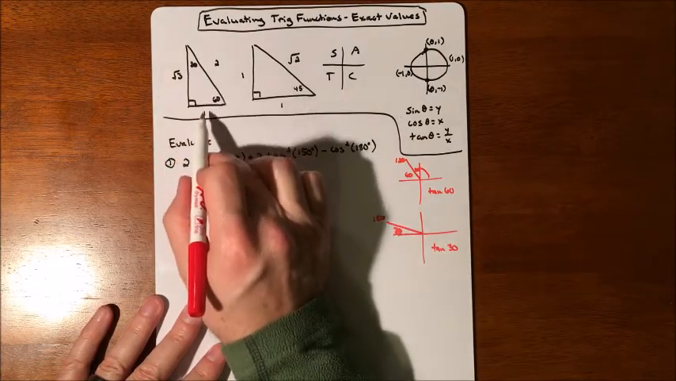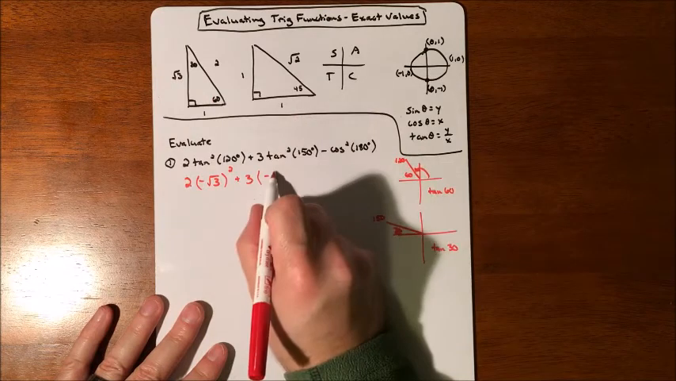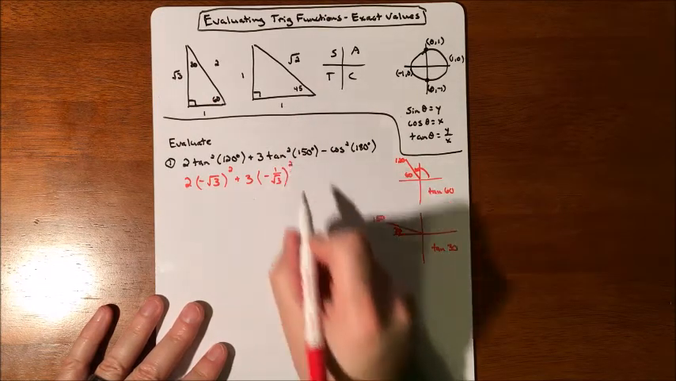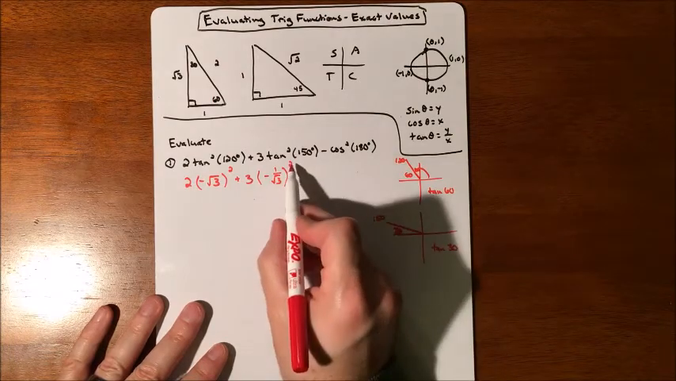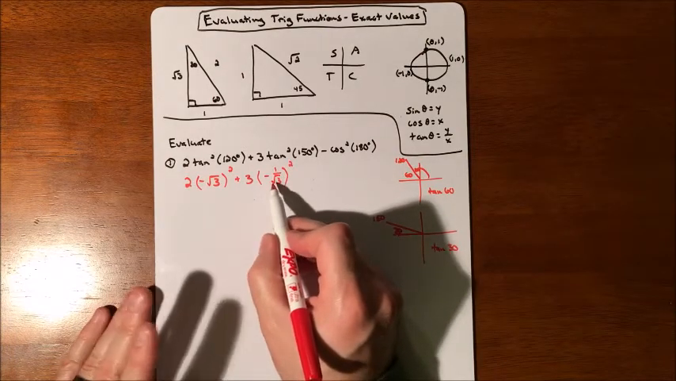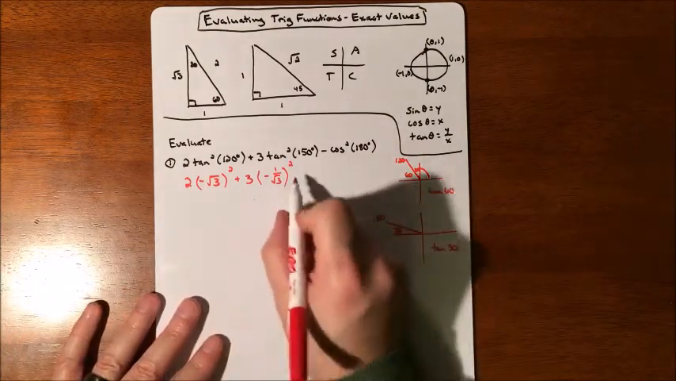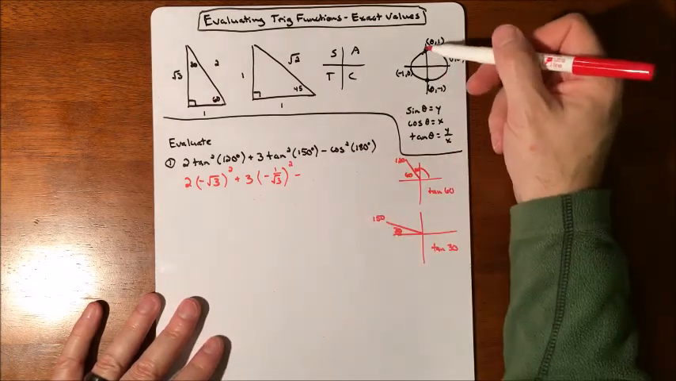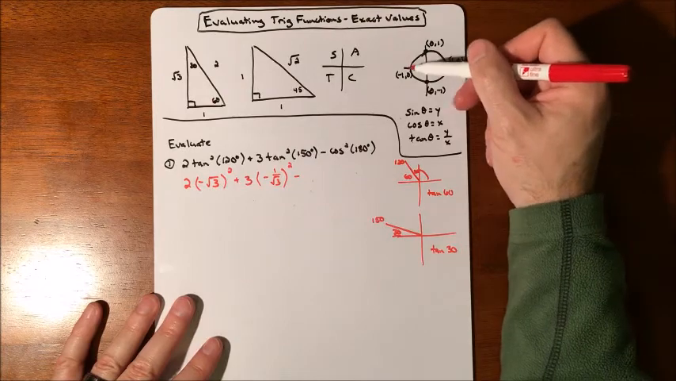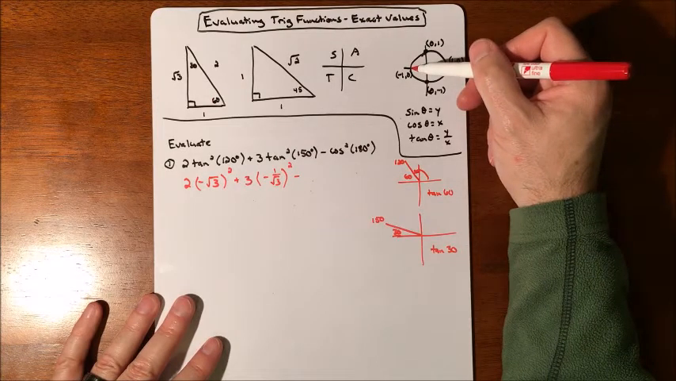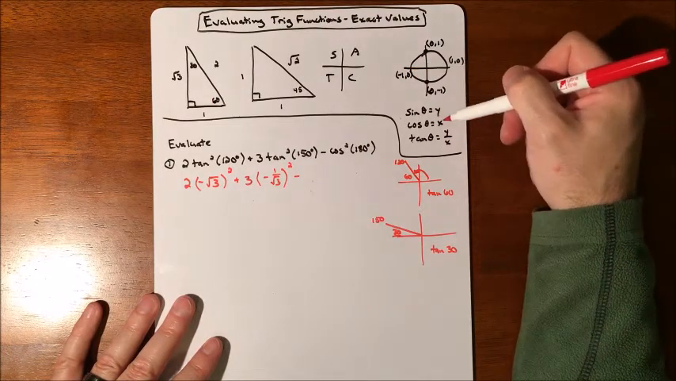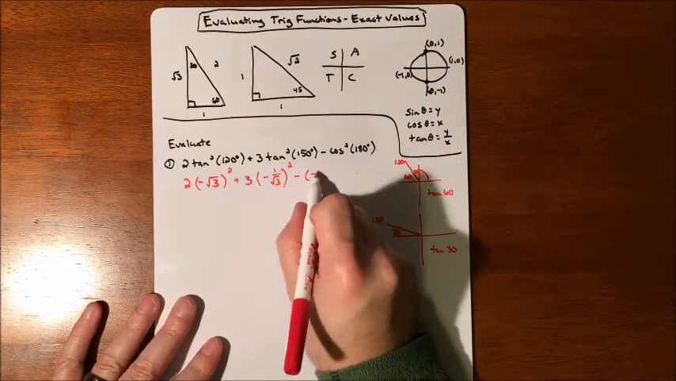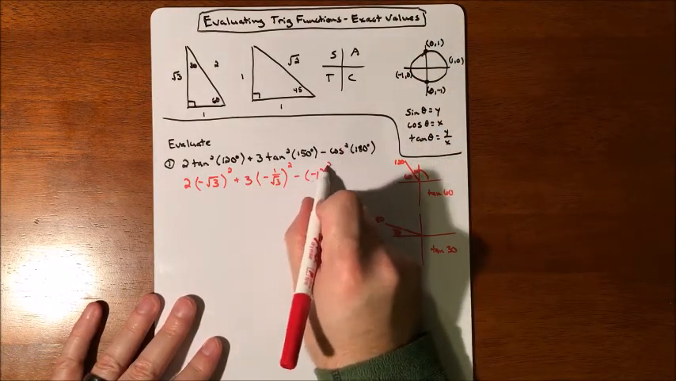Tangent of 30 is going to be 1 over root 3. And I could rationalize it, but I'm going to be squaring that value. So the fact that I'm going to square this fraction is going to rationalize it for me. And then minus cosine of 180. I'm going to refer to this. So 180 is this coordinate right here, and cosine is an x value, so I'm just taking the negative 1. And we're going to square it.